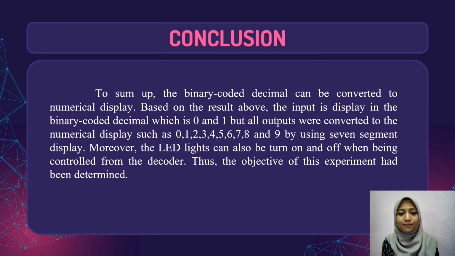To sum up, the binary coded decimal can be converted to numerical display. Based on the result above, the input is in binary coded decimal, which is 0 and 1, but all outputs were converted to numerical display such as 0 until 9 by using the 7-segment display. Moreover, the LED lights can also be turned on and off when controlled. Thus, the objective of this experiment has been achieved.